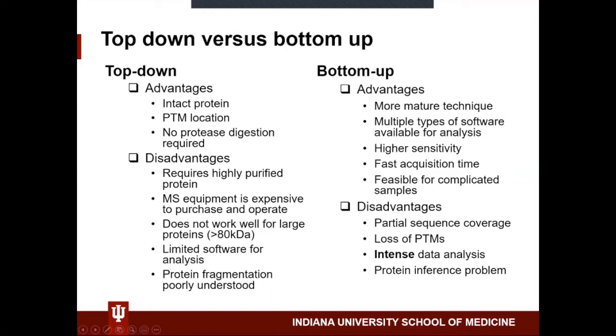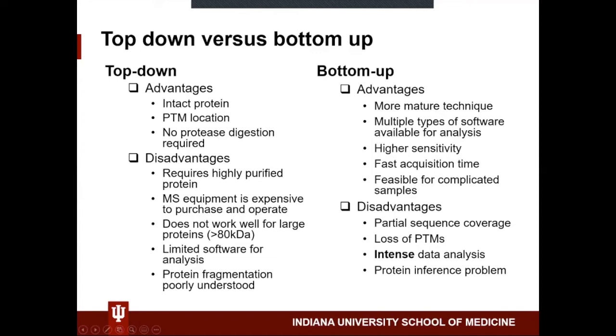And protein fragmentation is something that's still being optimized and worked on. There's constantly more papers out, really some interesting things. The advantages of bottom up is that it is a more mature technique. This is what people have been doing the longest, and there's a lot of different software available for analysis. It's pretty quick, and a lot of the techniques have been worked out. The disadvantage is that you only see part of a protein.